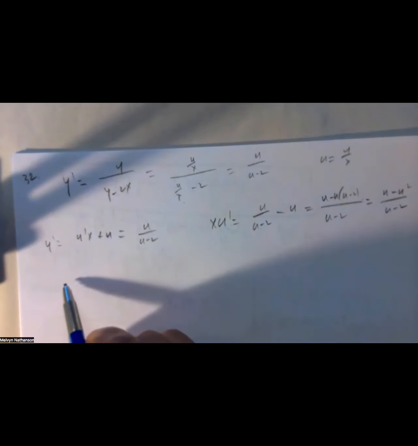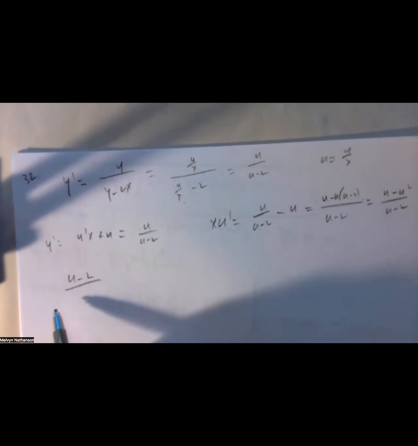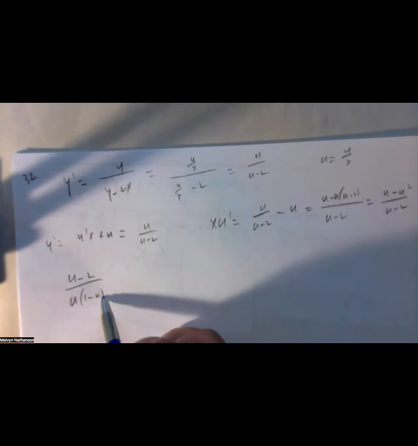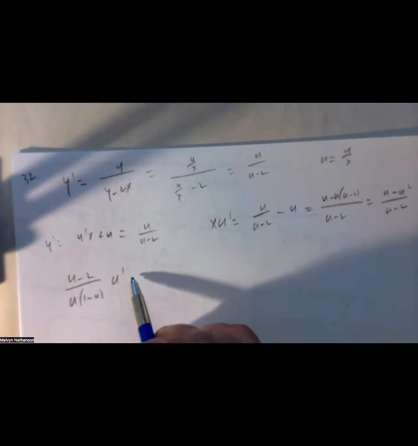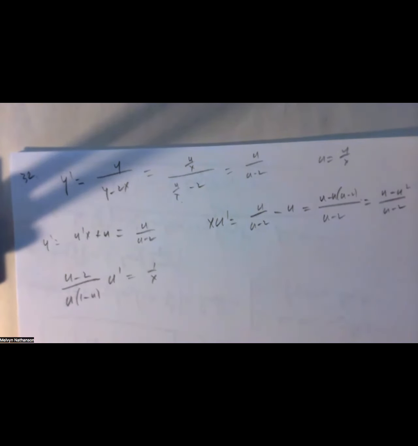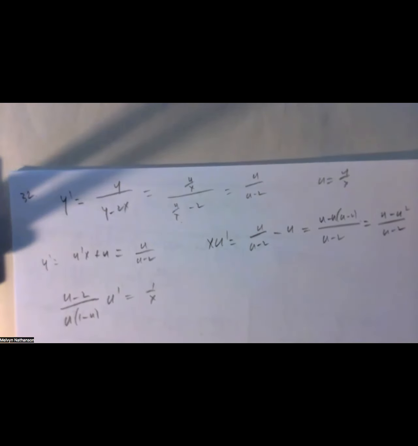So if I rearrange this, I get u minus 2 over u minus u squared, u prime equals 1 over x. So I have this separable differential equation. All right, let me just double check.